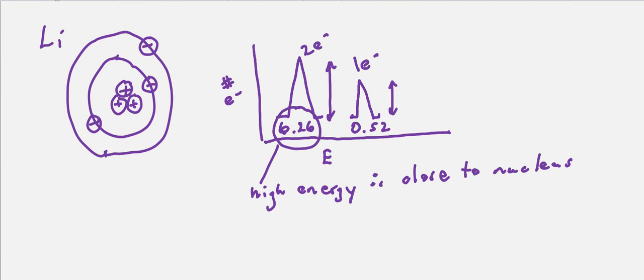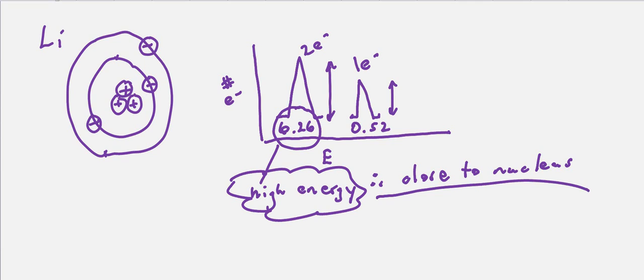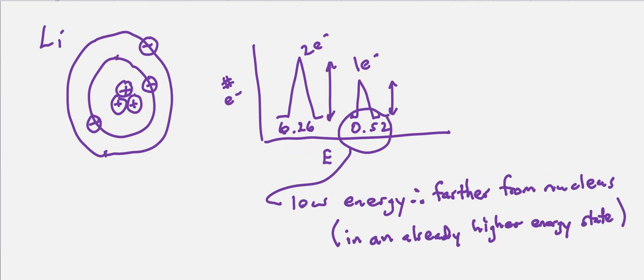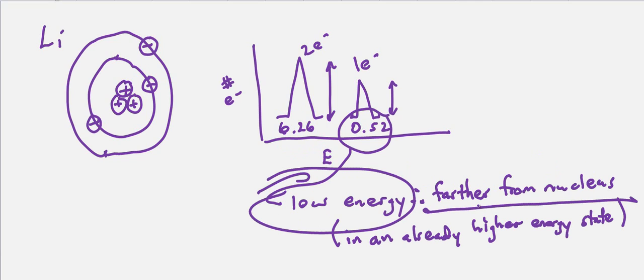We also see, looking at the energy, 6.26 is a fairly high energy for the removal of those electrons, which is indicative that those electrons must be close to the nucleus. If we look at the other electron, we see that the value for the energy is fairly low, 0.52. That's indicative that that electron is further from the nucleus, which is another way of saying it's in an already higher energy state. So it took less energy to remove that electron from the atom.